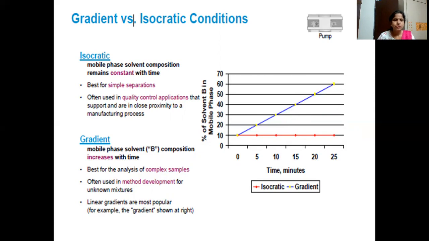This method is mainly used for the analysis of complex samples. If the sample has more components, then we need to separate all the components. So by just changing the polarity of one of the mobile phases, we can achieve the separation of the components. It is used in method development for unknown mixtures, and linear gradients are the most popular. So the gradient method is where we change the composition of the mobile phase, whereas in isocratic, the composition of the mobile phase will be the same or constant.